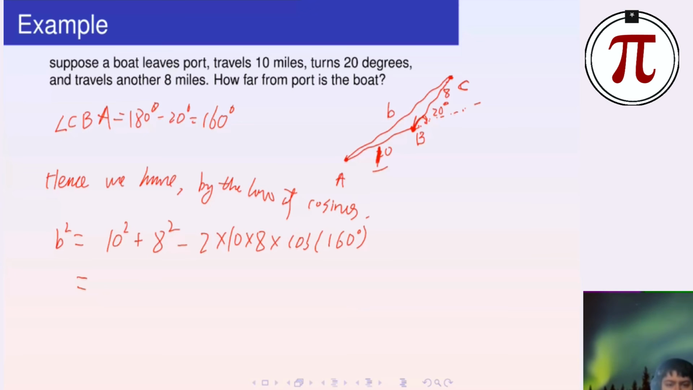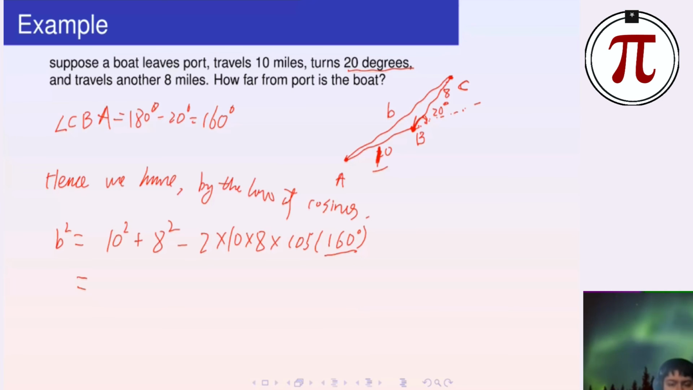Anybody got this? For the cosine 160, do we have to put the degrees sign for it? This one is in degrees, right? So we have to put degrees. Using a calculator, right? So that's right. Because this 160 is in degrees, you got to do that.